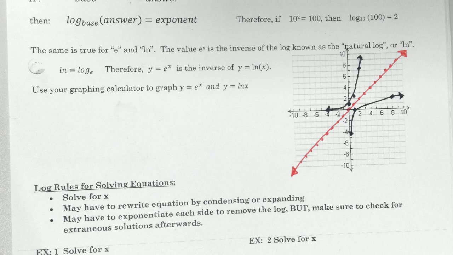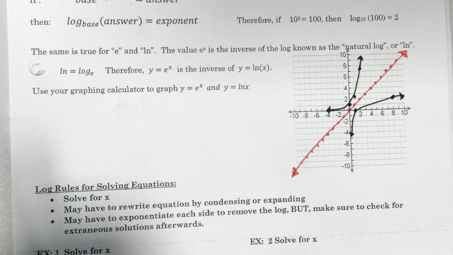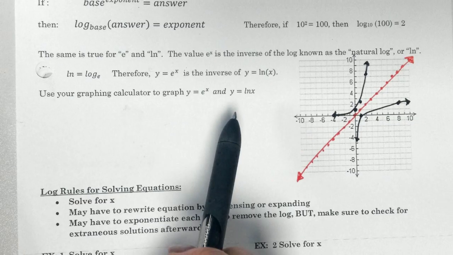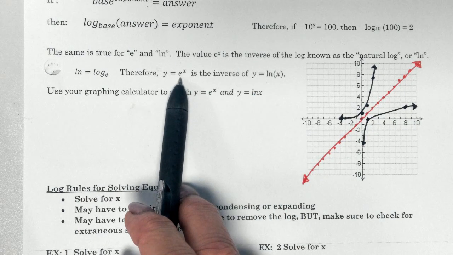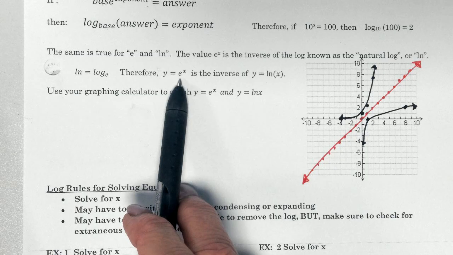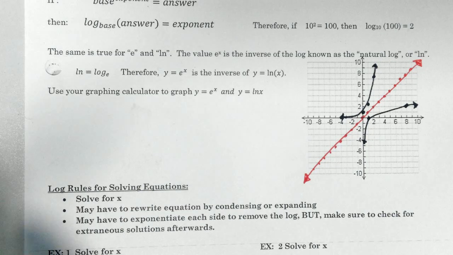All right, so when we're using a log, we're going to exponentiate to undo it. If we're using a natural log, we're going to use e to undo it. They will offset each other whenever we're solving equations.